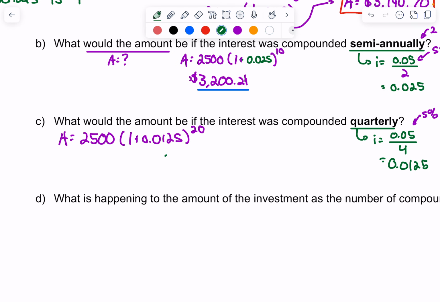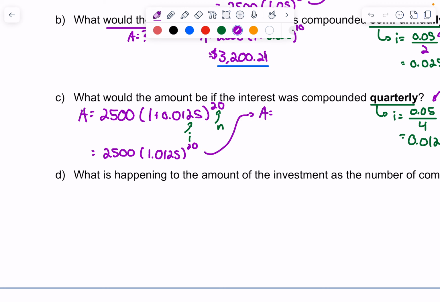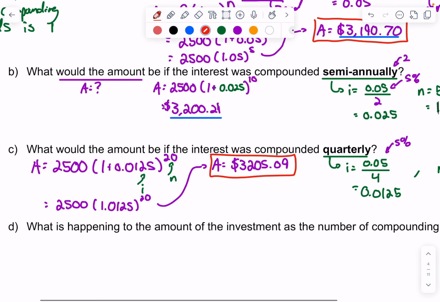Okay? So just keep in mind your I and your N, okay? For quarters, like how this adjusts. That's the main takeaway from this lesson today, okay? So then your $2,500 is now being multiplied by 1.0125, and that's being put to the power of 20. And if we just put that in our calculator, your A value is going to be, so 1.0125 to the power of 20, times that by 2,500, we get $3,205.09 after rounding. So there is your amount, and I forgot to box my previous answer.